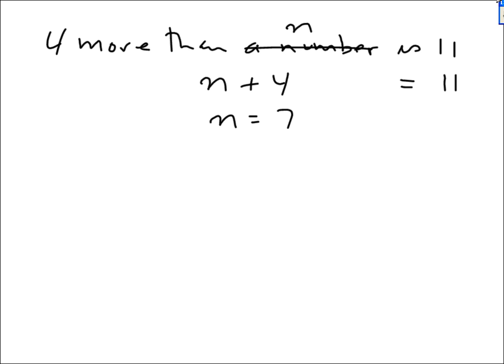4 more than a number is 11. Find a number. That's the whole problem. 4 more than a number is 11. Find a number. The number is 7.